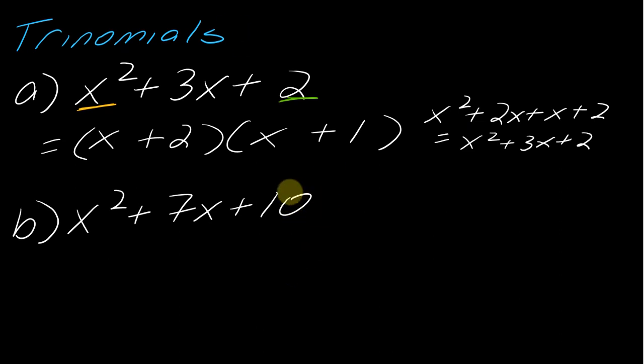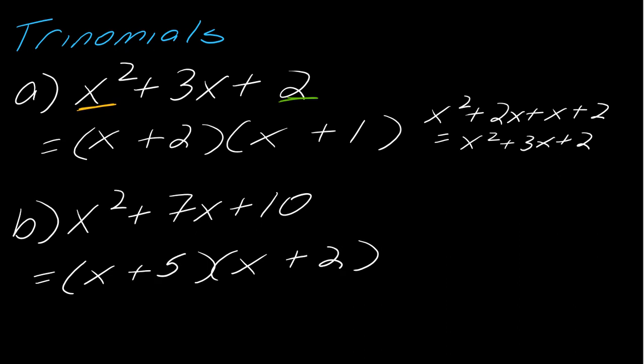Now, with b here, you want to think about two things that would multiply to 10 but add to 7. So that would be 5 and 2, right? So to factor this, remember, we said x times x is going to give us x squared. And then I'll have 5 and 2.